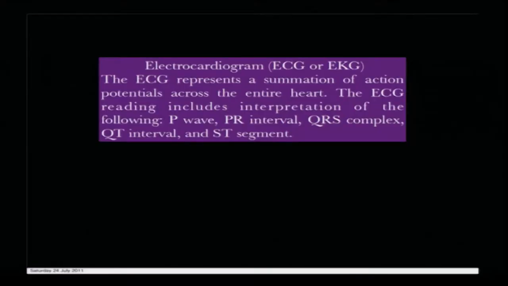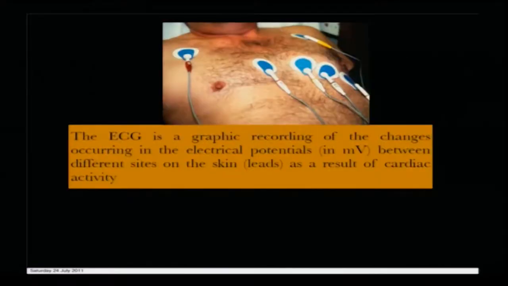So, coming back to the slides. ECG is a graphic recording of the changes occurring in the electrical potential, in millivolts, between different sites on the skin, as a result of cardiac activity. These are your leads, you are putting the leads on the surface. This is how it is being measured. You are keeping different leads, the surface electrodes, all on your body, and they are picking up the global electrical signal of the heart.